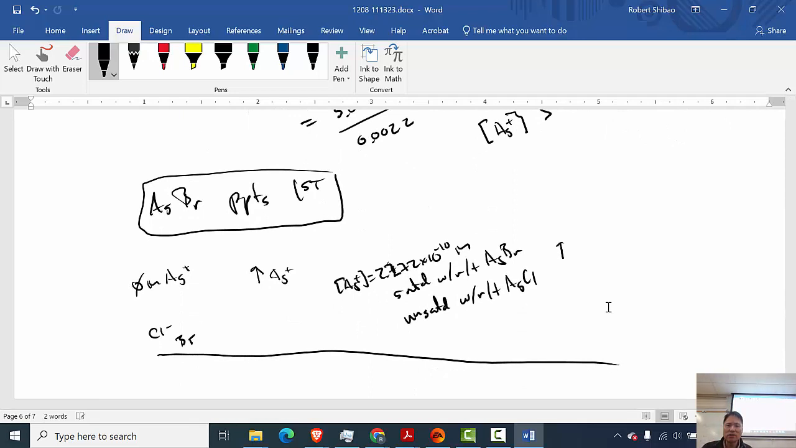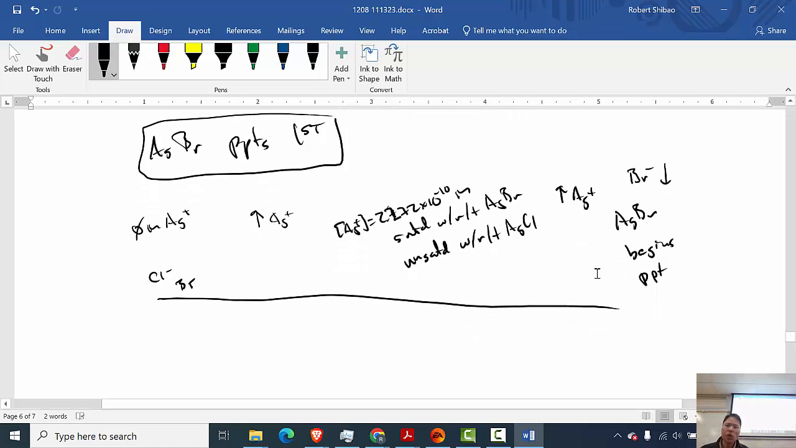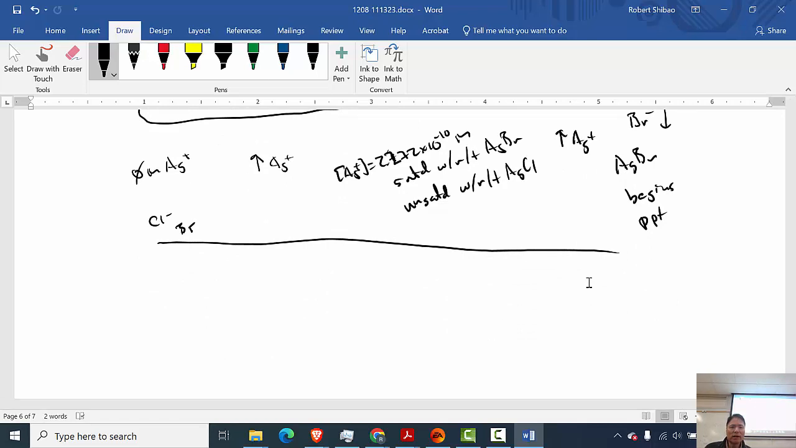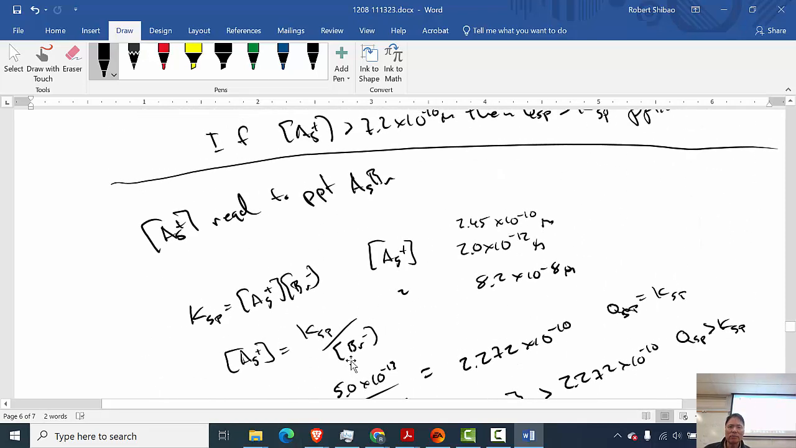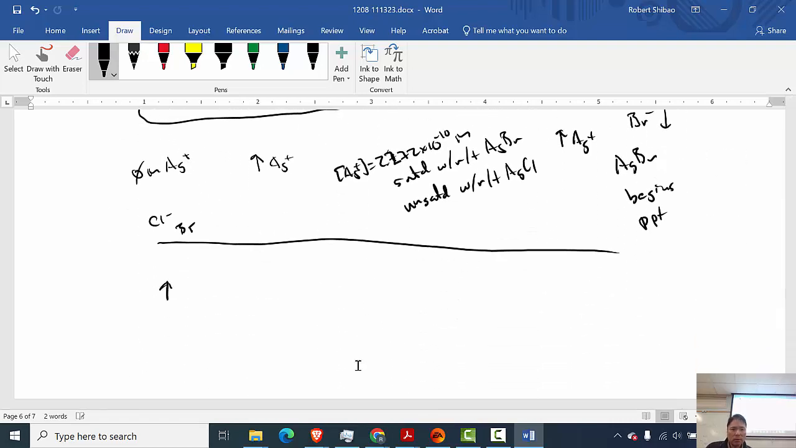Then we're going to continue to increase the silver ion concentration carefully. And so we go above 2.272 and then silver bromide begins to precipitate. In other words, the bromide concentration goes down as the silver ion concentration goes up. We're going to continue to increase the silver ion concentration until we get to 7.2 times 10 to the minus 10 molar, which is the max. We stop at 7.2 times 10 to the minus 10 molar silver ion concentration.